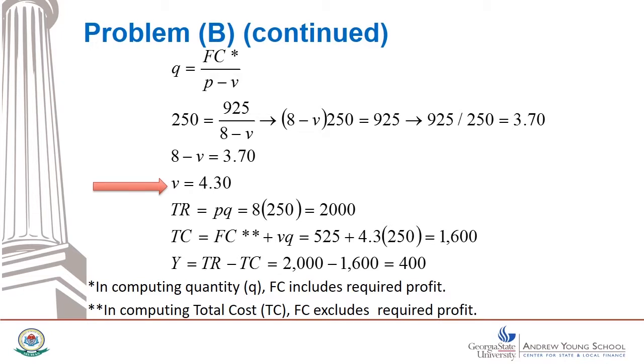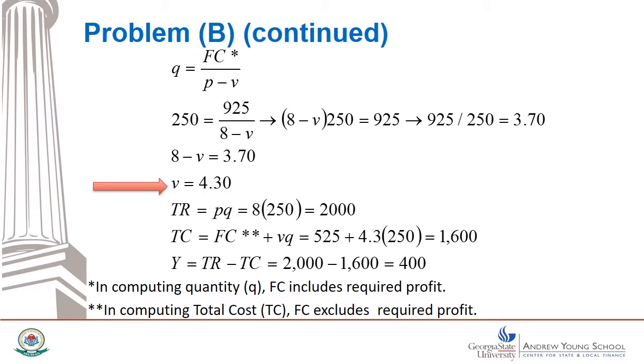Rearranging the formula allows us to get closer to solving for variable cost. Using algebra, we multiply both sides of the equation by the right side denominator 8 minus small v. It cancels out on the right side of the equation, but leaves the left side with 250 multiplied by 8 minus small v. Then we move the quantity 250 to the right side of the equation by dividing both sides of the equation by 250. The 250s cancel out on the left side, yielding the equation of 8 minus small v is equal to 3.70, the result of dividing 925 by 250.